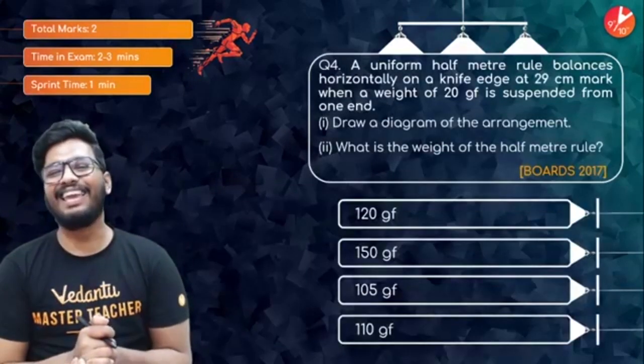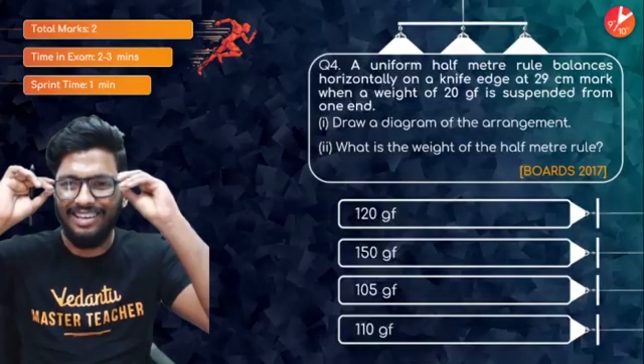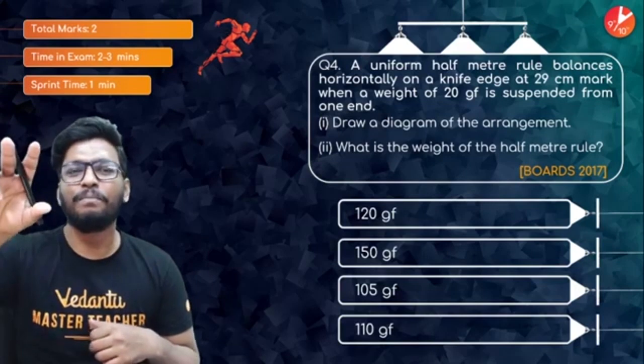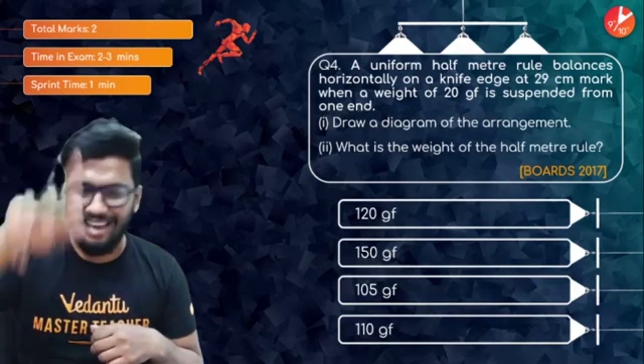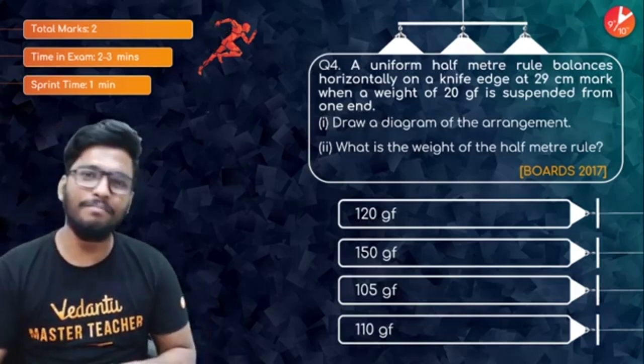The fourth question, again from 2017 board exams. Some sort of deal with 2017, I believe. All right, 2-mark question. Time in exams you can take up to 2 to 3 minutes, but it's sprint time, people. 1 minute. Let's go.